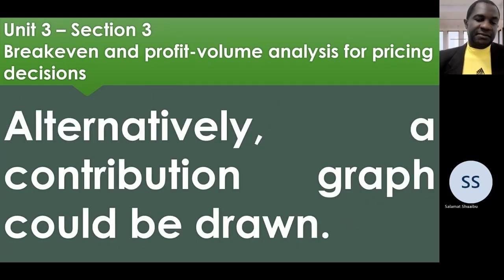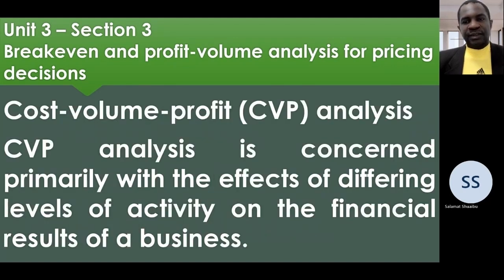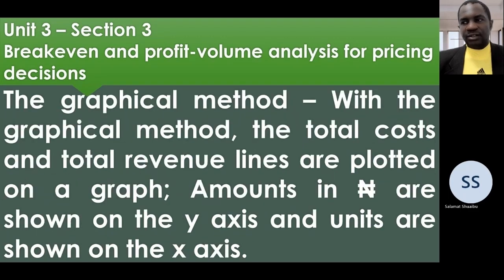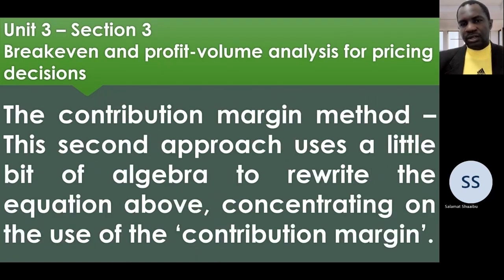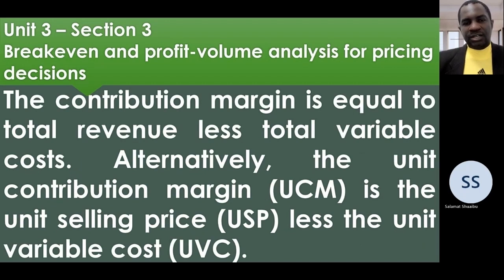Alternatively, the contribution graph could be drawn. That is a total wrap-up of the three methods. So take note, we have the equation method, where total revenue equals total cost. Then the contribution method, where you have revenue less total variable cost, that is, selling price mostly less variable cost per unit.